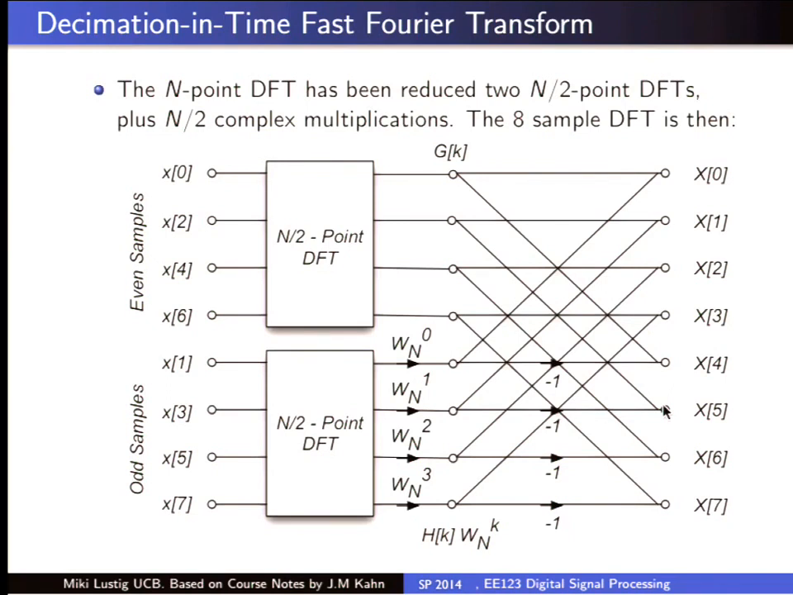Now that's great. So let's see. Our n-point DFT has now been reduced to 2 n over 2 point DFTs plus n over 2 complex multiplications. So the 8-sample DFT is this. One thing you have to notice is that we really reordered the input such that the output is in order. We had to reorder that input in order for the output to be in order. If you think of arrays, maybe you need to do something in order to do that.